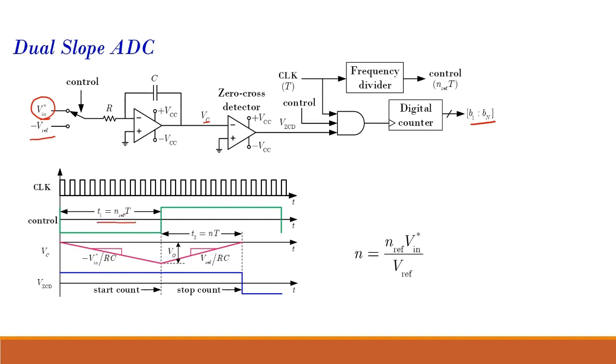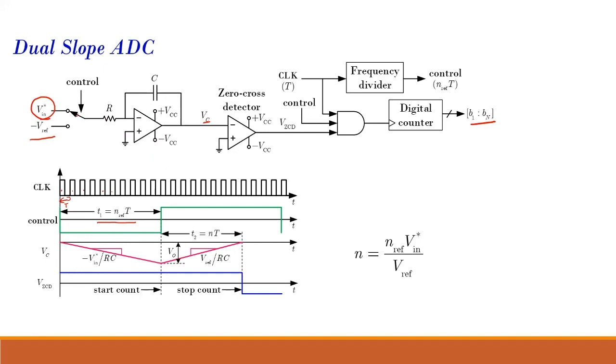The fixed time T1 is nref into T. So nref is the number of these pulses, 1, 2, 3, 4, 5, etc. That is fixed, it is some value nref. And this T is the time between two pulses. So for this duration nref into T, the control switch is at this part, and the input voltage is being sampled and integrated, and that's why it starts reducing at this rate, for a fixed duration.